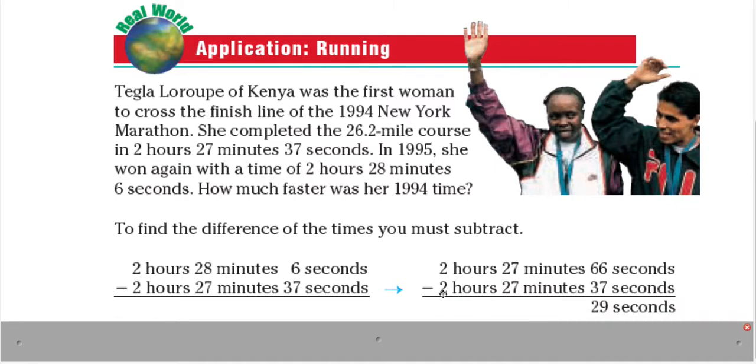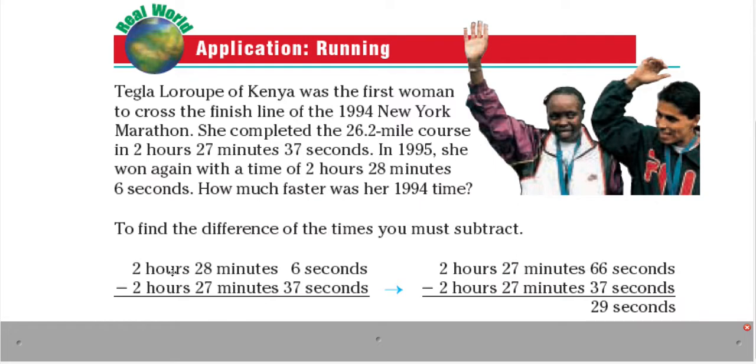What we know is this. We have 2 hours, 28 minutes, 6 seconds, and we want to subtract 2 hours, 27 minutes, 37 seconds. If you notice, you cannot subtract 37 seconds from 6 seconds. So we borrow 1 minute from 28 minutes. The minute that we borrowed, we add to 6 seconds. So this now becomes 2 hours, 27 minutes, 66 seconds.